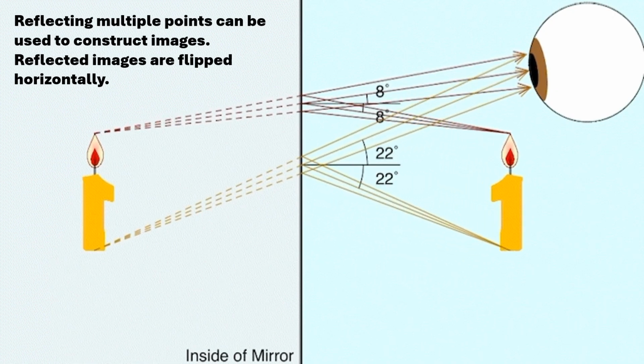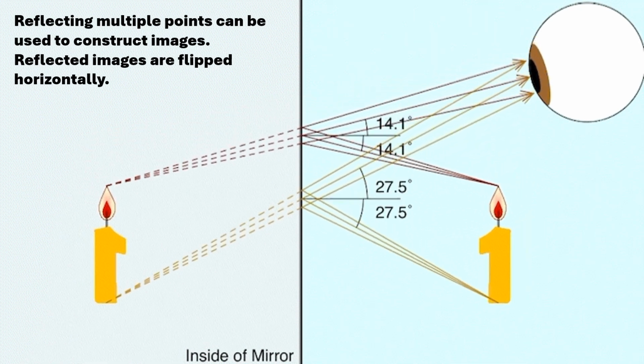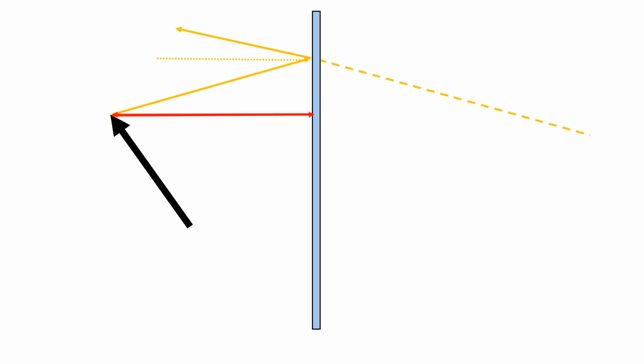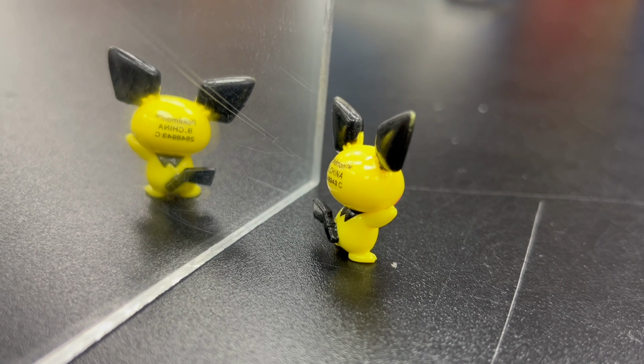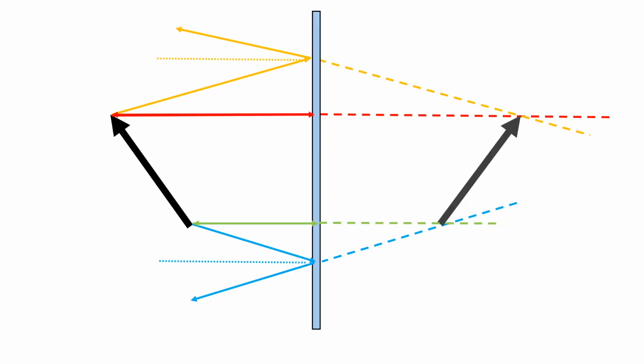Constructing a complete image often involves reflecting multiple points on the object. A faster way to construct images on a flat mirror is to use horizontal incident rays. So the angle of incidence is 0, so it'll reflect back on itself since the angle of reflection will also be 0. Any image on a flat mirror is going to be flipped horizontally, as is the case with the arrow here.